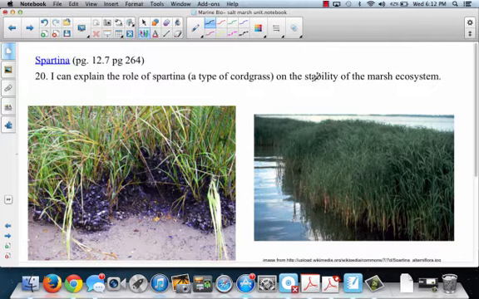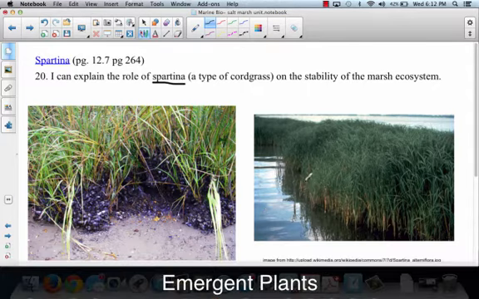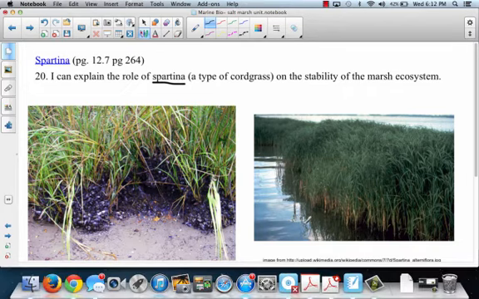All right, 20. I can explain the role of Spartina, a type of cordgrass, on the stability of a salt marsh ecosystem. So we already talked about Spartina having a high tolerance for salt. When we collect it, obviously here you can see it's in a high tide. These are called emergent plants because they're not immersed in water. They're half out, half in.